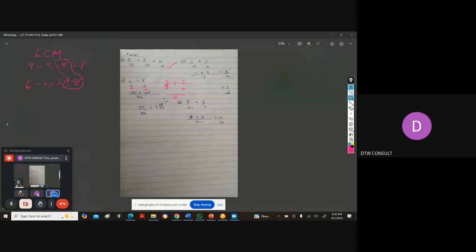And from here, what do we do? We say 9 in 18 gives us 2. 2 times 4 gives us 8, plus 6 in 18 gives us 3, and 3 times 5 gives us what? 15. So we have 8 plus 15. What is 8 plus 15? That would give us 23 over 18. Do we see that?